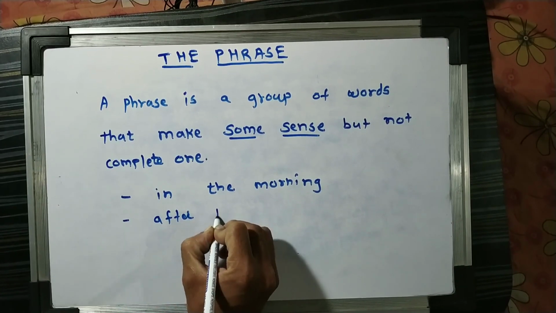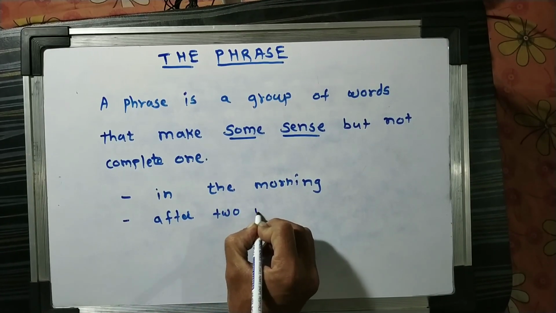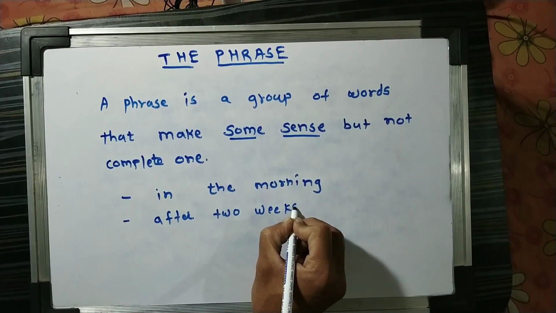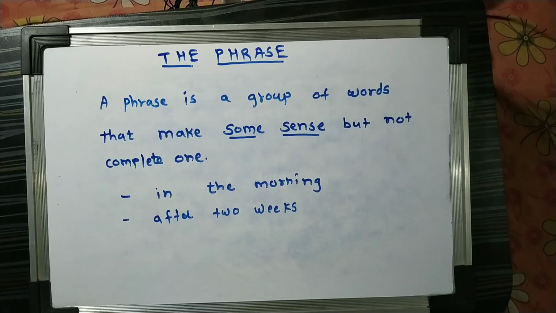after 2 weeks. Now this is also a group of words, but is it giving clear meaning? Not at all. We are able to understand some meaning out of that, means we are able to get some sense, but it is not a complete one. Therefore this group of words also cannot be called a sentence, rather it can be called a phrase.